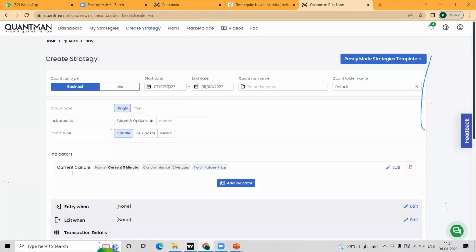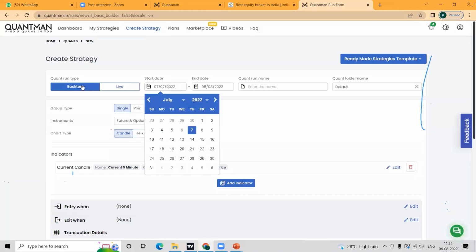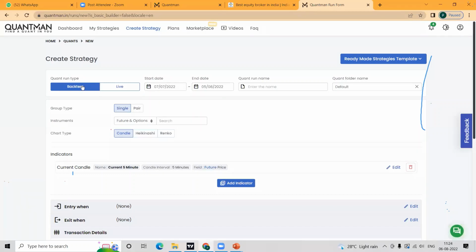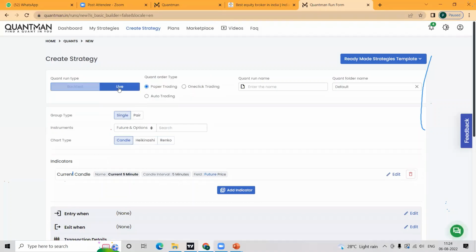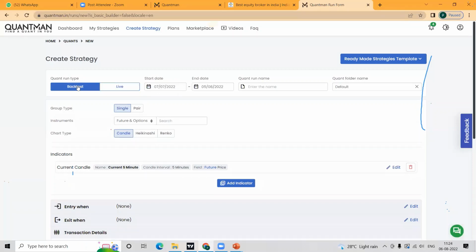I'm going to teach you option selling in a simple way. Before setting the start date, there are two buttons, backtest and live. If you click the live button, you will put the order directly to your broker. But the problem is that every strategy needs to be tested, otherwise we don't know whether the strategy gave a profit or not. So go to backtest first.